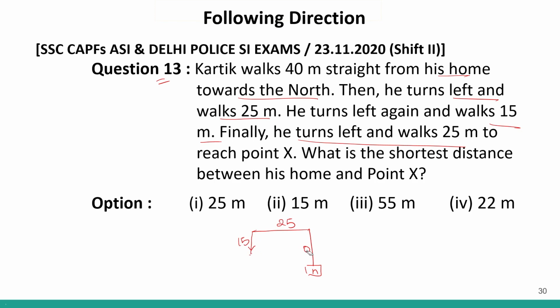So left, let's say this is 40. Left and 25 will give me back to this line, right? And this is point X. This was the house. This is point X. We have to find the shortest distance between his home and the point X. So if this to this is 40 and this is 15, that means HX will be how much? It will be 40 minus 15, which is 25. So the answer will be option number 1, 25 meters.